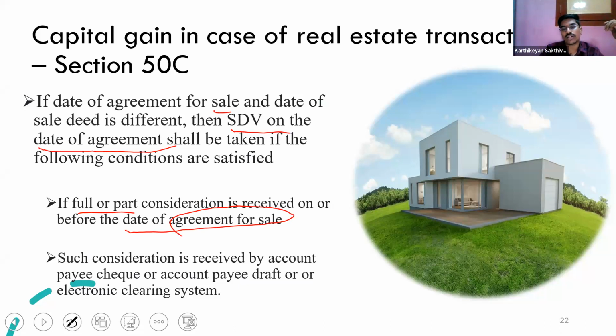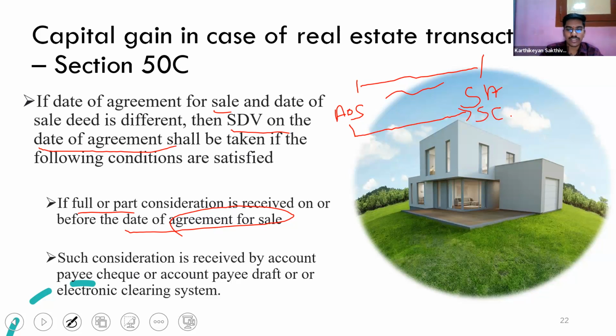So basically how a transaction will happen is, first you will put the agreement for sale, then you will negotiate, then you will reach the sale agreement. Generally first there will be an agreement for sale. So in the agreement for sale you will decide what will be the sale consideration.